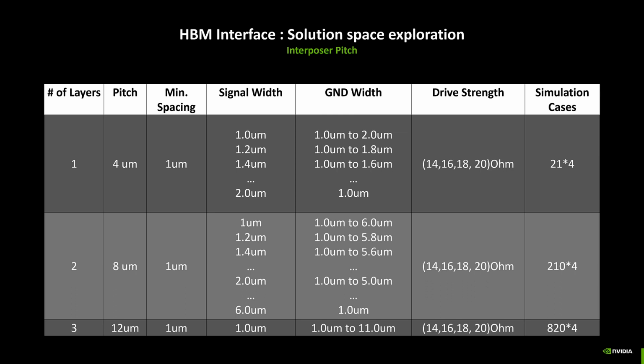If you are considering different topologies, or different stackups, the number of simulations grows. If you were to repeat the same process for a two-layer stackup, your pitch is now 8 microns, your minimum spacing is still 1, but now you have a wider range to sweep, so you end up with, say, 210 times 4 simulation cases, and so on. So you can end up with a huge number of models pretty quickly if you want to optimize the whole solution.